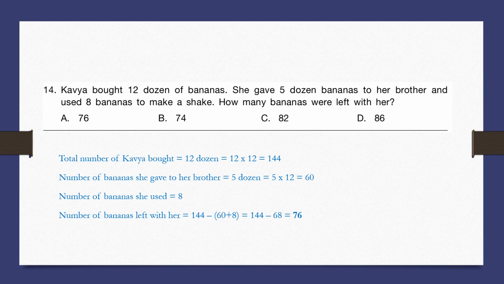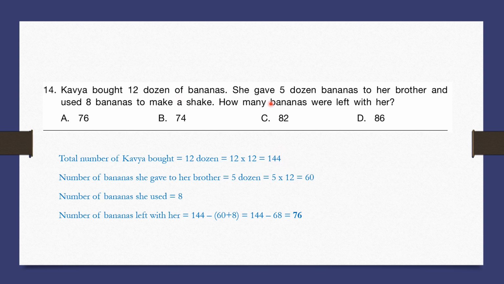Question number 40. Kavya bought 12 dozen of bananas. She gave 5 dozen bananas to her brother and used 8 bananas to make a shake. How many bananas were left with her? So total number of bananas Kavya bought is 12 dozen, which is equal to 12 times 12 equals 144.